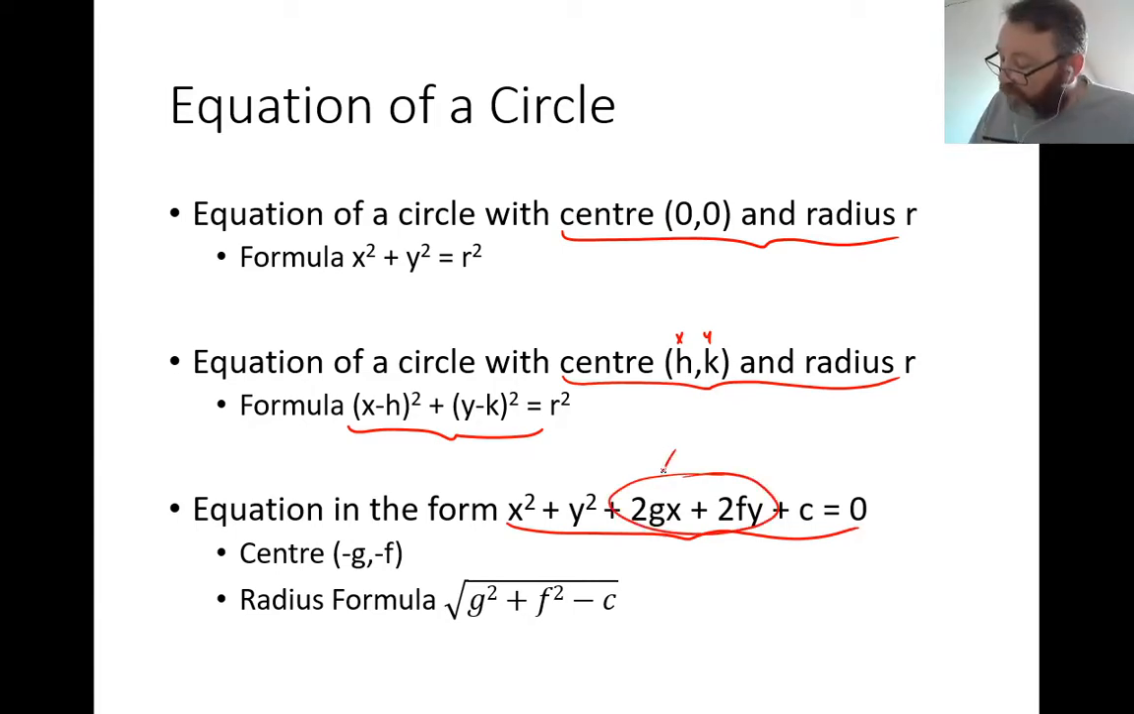Because if you take both of their coefficients, the 2g and the 2f, if I want to work out the center, I have to first of all take the coefficients of x and y, I must halve them and change their signs. So therefore down here you'll notice I've written the center of the circle in this form is minus a half of the coefficient of x, which becomes minus g, and minus a half of the coefficient of y, which becomes minus f. But there's even another formula.